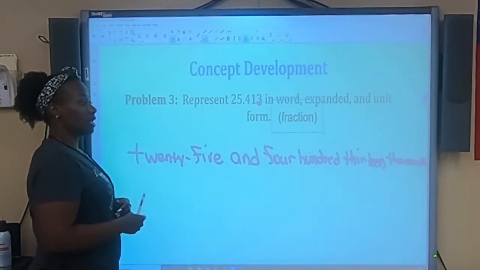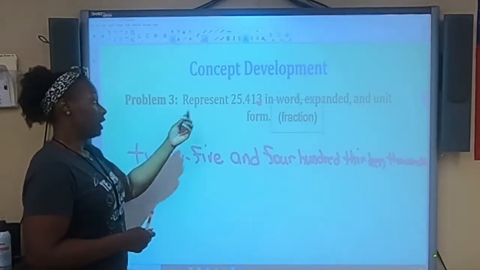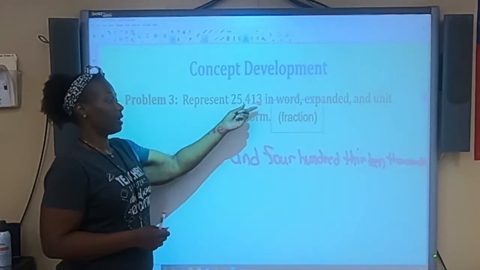Expanded form, once again, we're simply writing multiplication sentences. Each of these digits have to be multiplied by its place value.